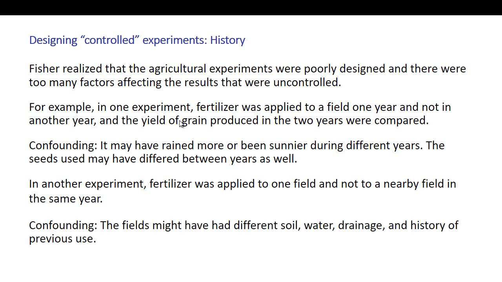Now again, we see some confounding variables here. The two fields, who is to say that they have the same soil type? How can you ensure that the two fields had the same amount of water, same kind of drainage, or even the same history of previous use?